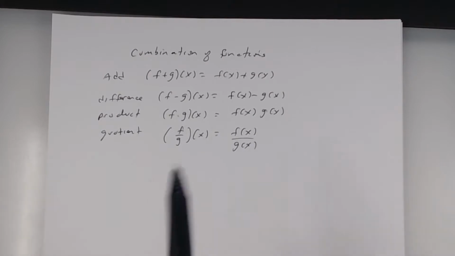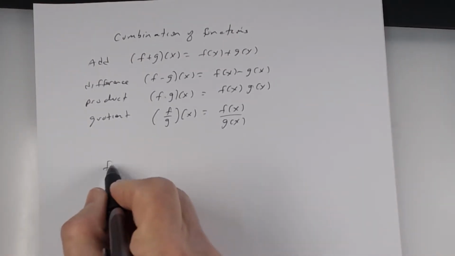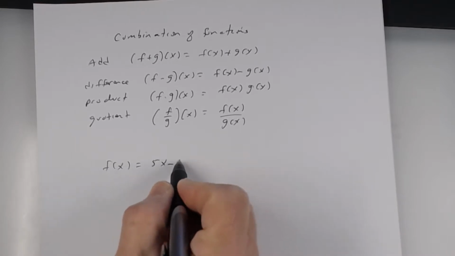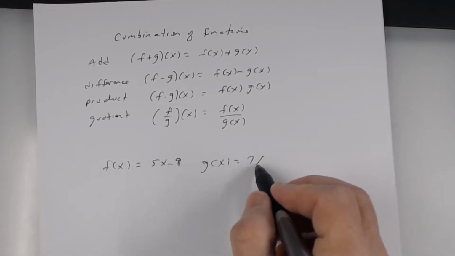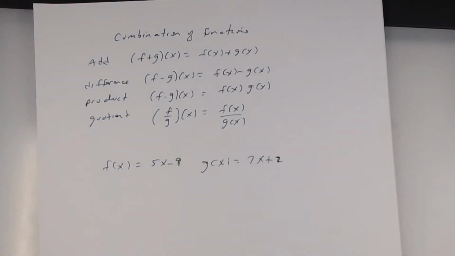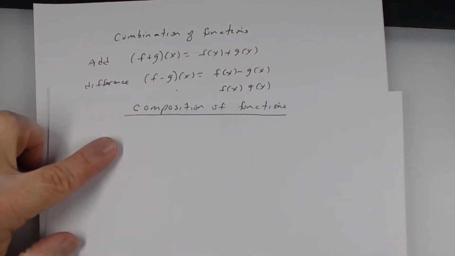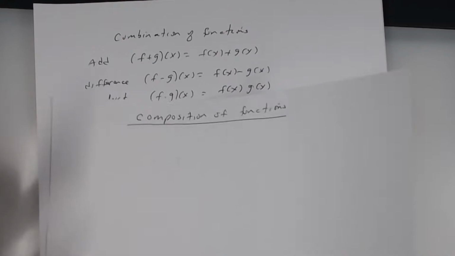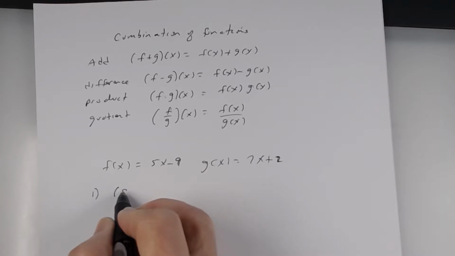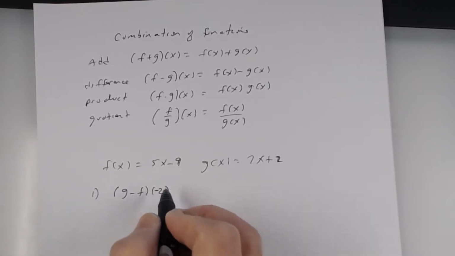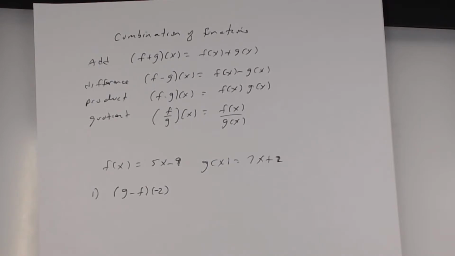Okay. All right. So let's suppose that F of X is 5x minus 9, and G of X is 7x plus 2. So we're dealing with just two linear functions. And one of the things you have to be able to do, and you're going to see this again when we talk about composition of functions, which will be on test 4, is something like this. Evaluate, let's say, G minus F at negative 2. So on your test today, how would you deal with that?